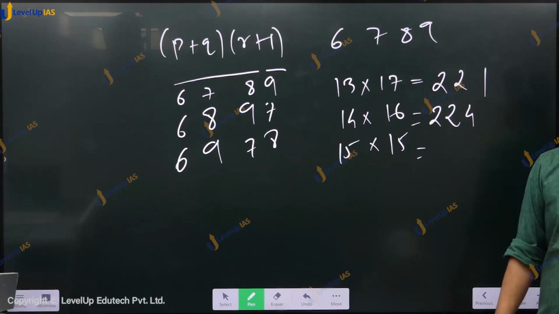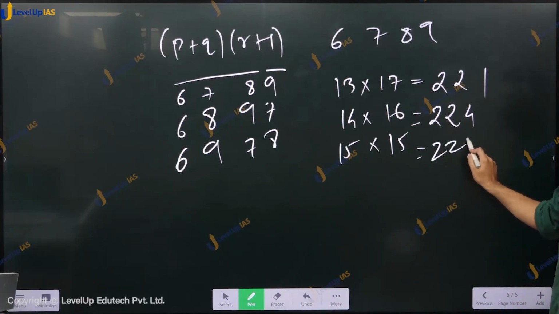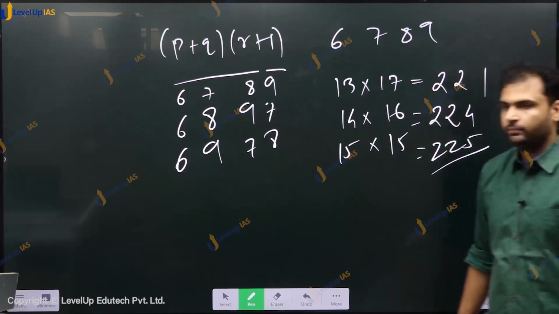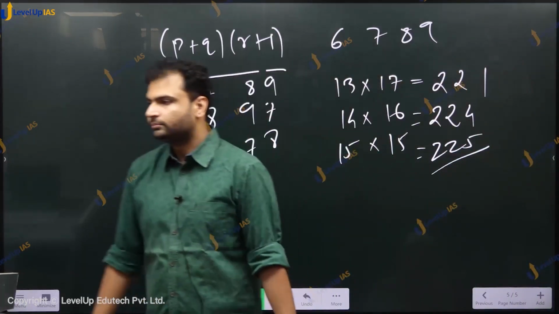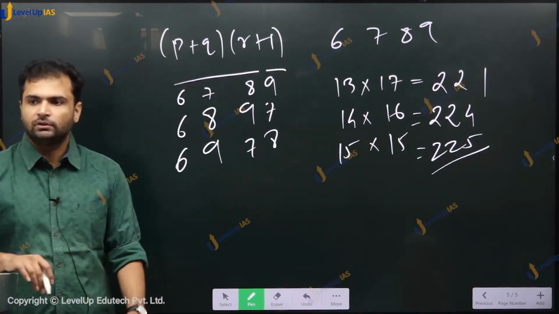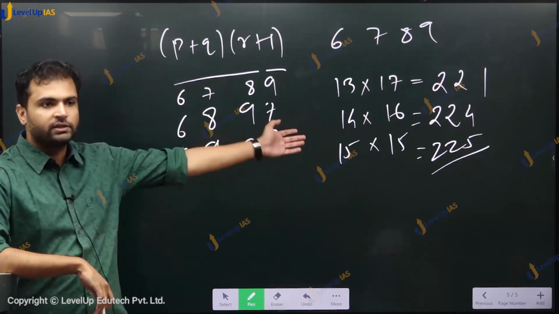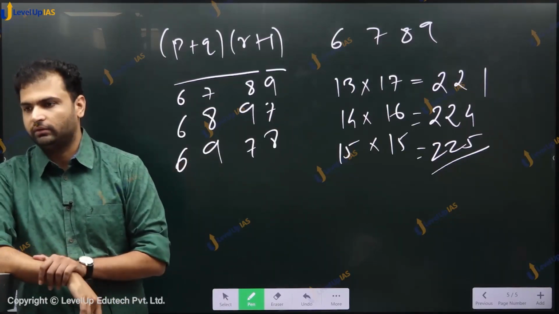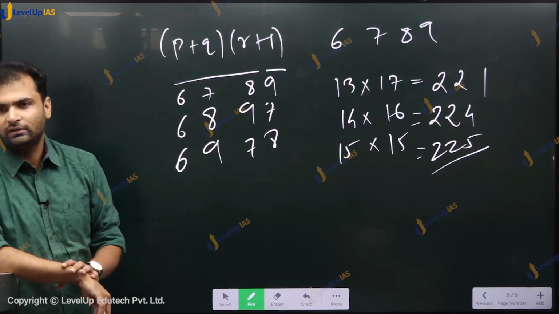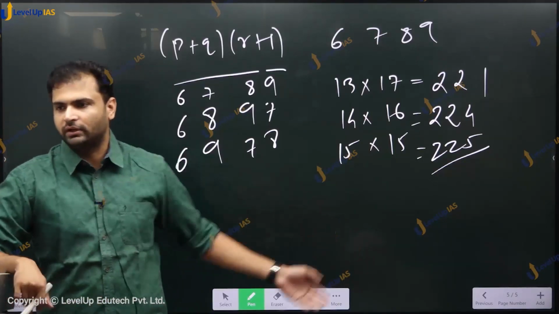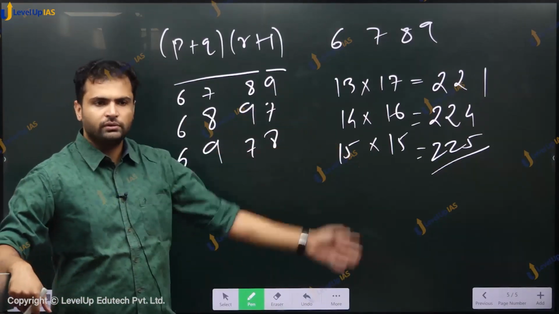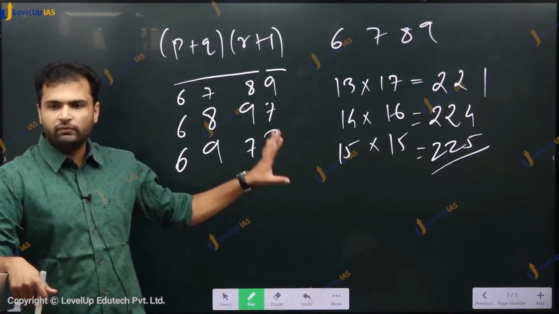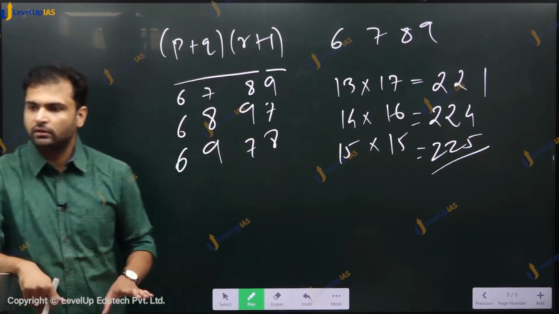What is 15 ka square? Which is highest? 225. If you know the tables, calculations become easy. Otherwise, they will be little bit lengthier. थोड़ा और टाइम लगेगा, 30 सेकंड 40 सेकंड जितना भी लगेगा. So if you try to remember the tables till 20, it will help you. But fundamentally this question was very easy.